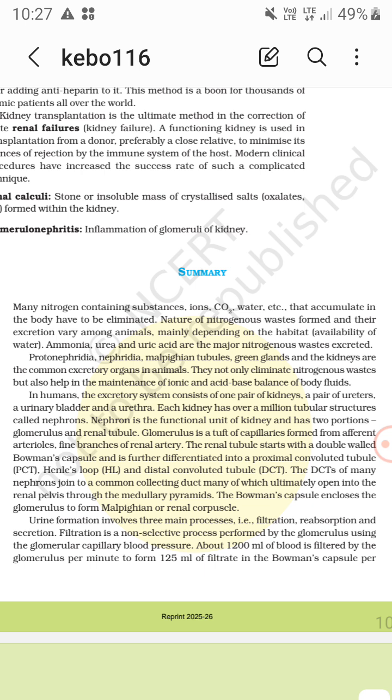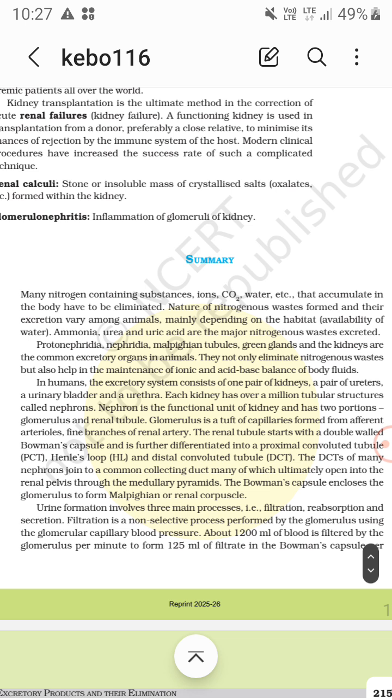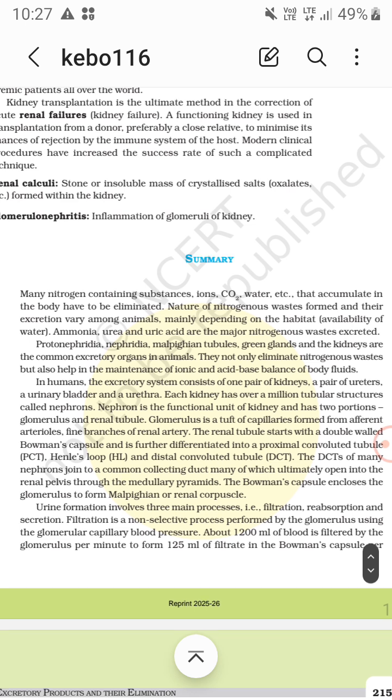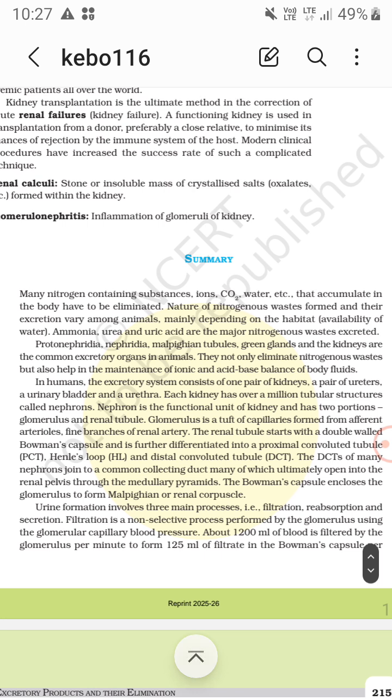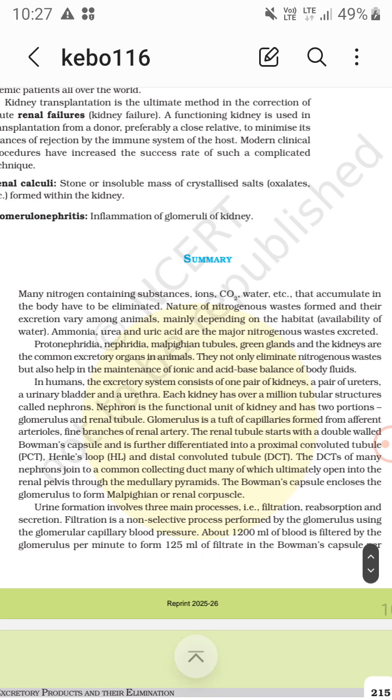In humans, the excretory system consists of one pair of kidneys, a pair of ureters, a urinary bladder, and a urethra. So as you can see, in humans, the excretory system consists of one pair of kidneys, a pair of ureters, a urinary bladder, a urethra. Right. Now, this is the excretory system.